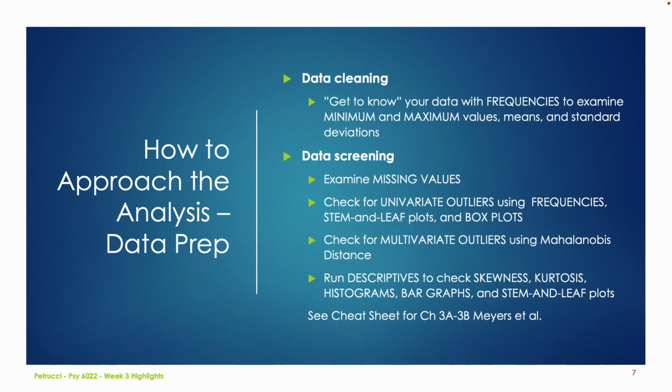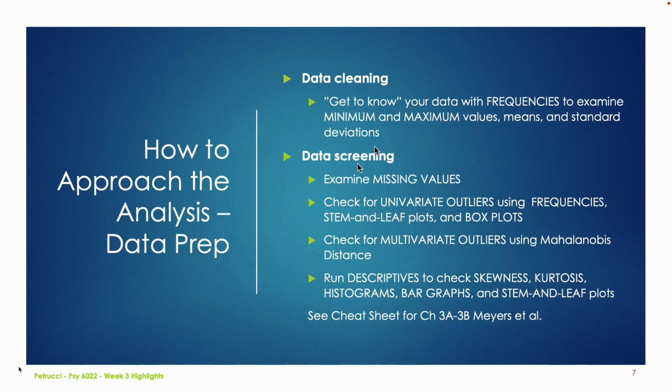Okay, so now let's move on to how to approach the analysis. And first, let's look at data prep. We talked about this last week in week 2, and it's discussed in the week 2 highlights. So we'll just do a brief overview here. We're always going to do data cleaning. We're going to get to know our data by looking at the frequencies and examining minimum and maximum values, means, standard deviations, seeing how our sample did on the variables that we've included in our analysis. We're also going to see if there's anything unusual about the data or anything that needs to be fixed in terms of incorrect values, although again that's less common now that we do mostly online surveys.